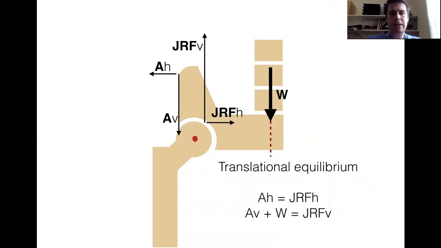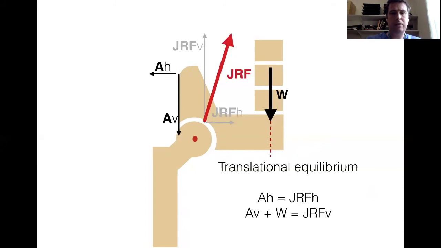To maintain translational equilibrium, the horizontal joint reaction force must be equal to the horizontal component of the abductor muscle force, and the vertical joint reaction force must be equal to the vertical component of the abductor muscle force plus the patient's body weight. And therefore the final joint reaction force vector is given here.